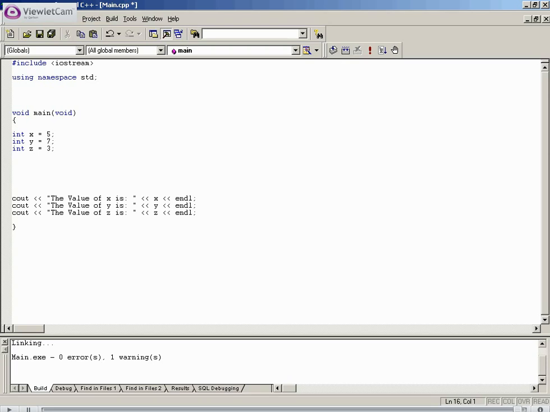So that has been my tutorial on arithmetic and arithmetical functions within C++. I hope you find this useful.